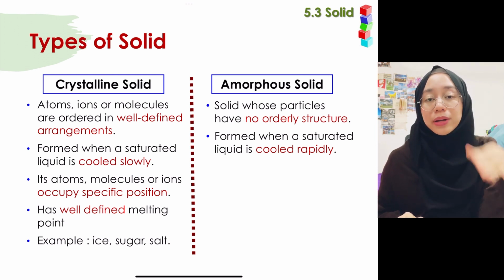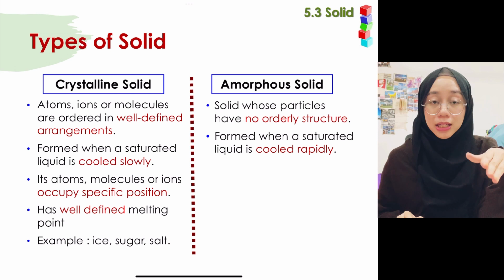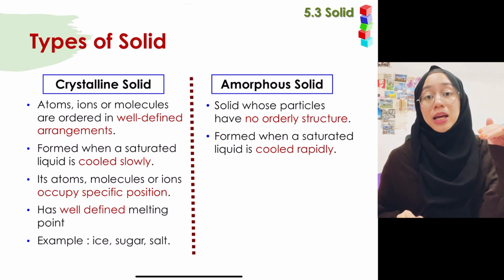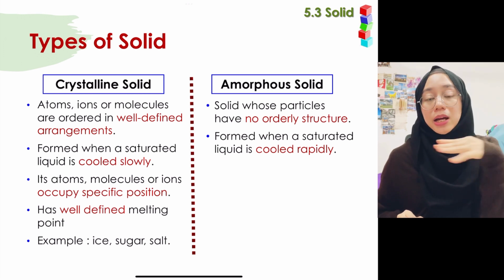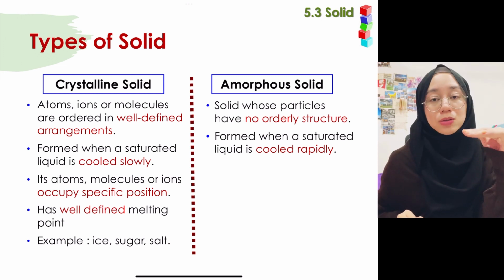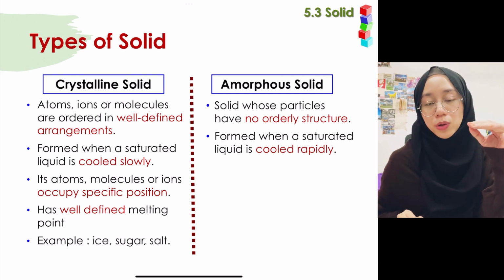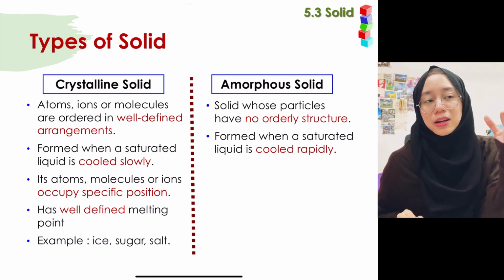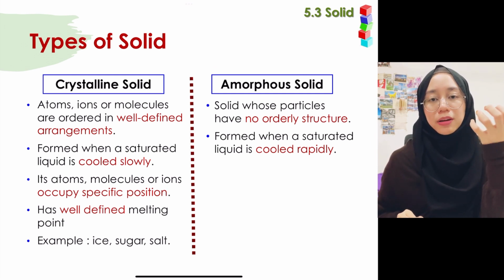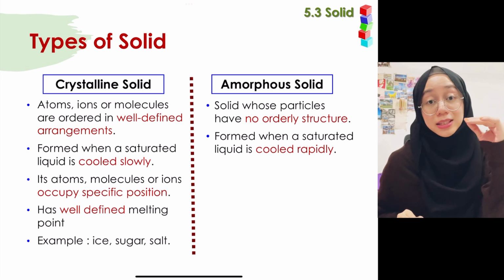Okay, the way kita cool down kan the saturated liquid. Crystalline solid, kita cool it down slowly, so that kita boleh dapat form the crystal structure. Tapi kalau amorphous solid, kita cool down rapidly, dengan cepatnya. So kalau dengan cepatnya kita sejukkan saturated liquid tu, so dia tak form dah the crystal structure. Okay, macam ice cream lah. Ice cream kalau kita pergi sejukkan terus dalam freezer, kita tak dapat pun crystal tu.